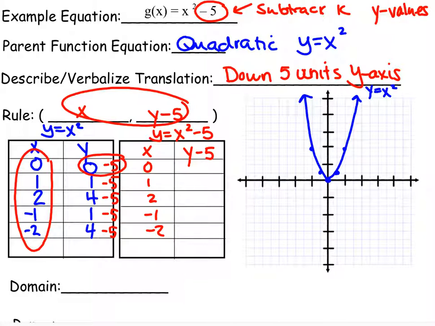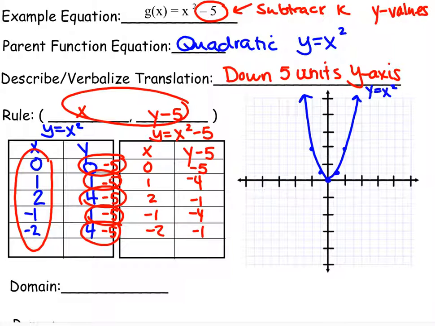0 minus 5 is negative 5. 1 minus 5, negative 4. 4 minus 5, negative 1. 1 minus 5, negative 4. 4 minus 5, negative 1. All right, so let's go ahead and graph this now.